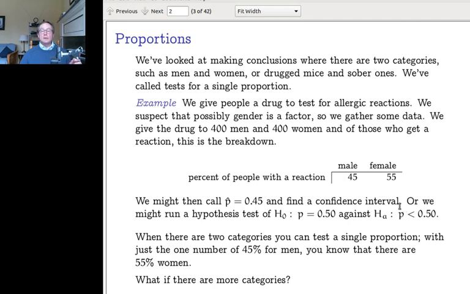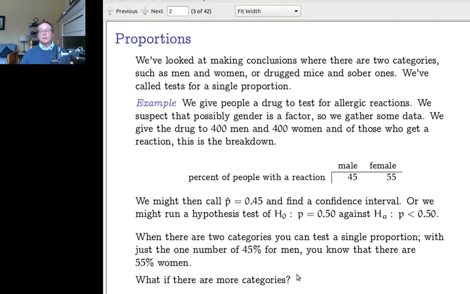The point here is that if men are 45%, then women must be 55%. That is to say, if there's two categories, then from the one proportion, you automatically know the other proportion. You might remember the formula p hat times 1 minus p hat. That is, you use the two numbers, and there's only two numbers. If you know the one, you can figure out the other by taking 1 minus.